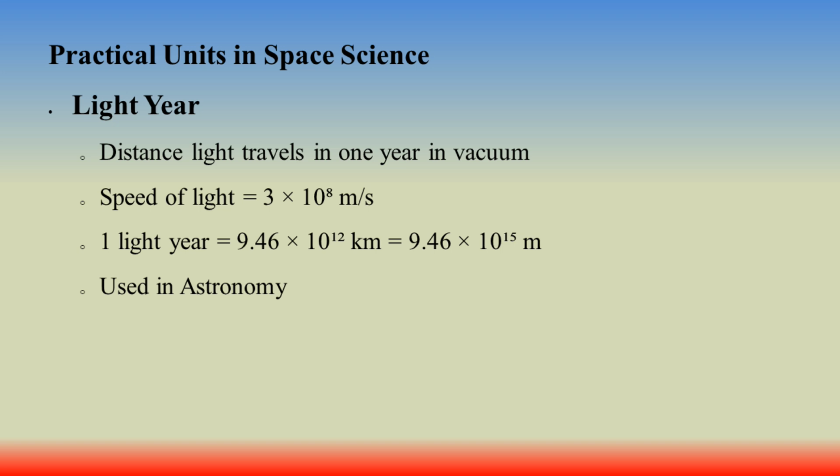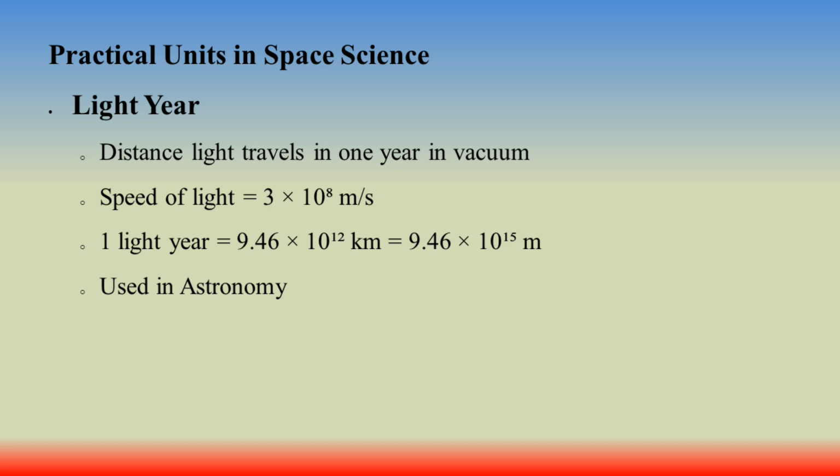Practical units in space science. Let us move to a more astronomical context. In space science, distances are incredibly vast. So we use a practical unit called the light year. A light year is the distance light travels in 1 year in a vacuum.